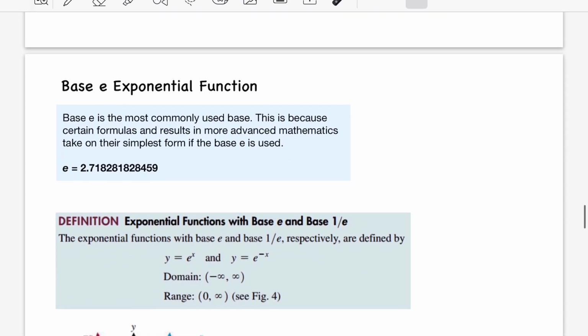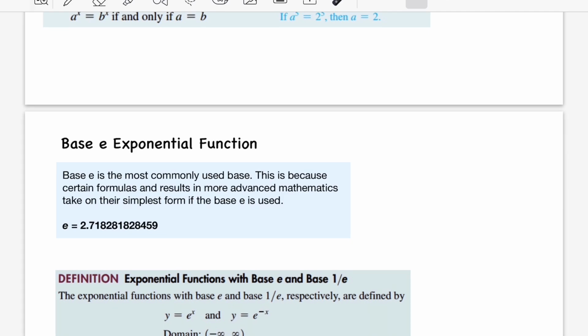All right, so let's talk about our base e exponential function. So this is our most commonly used base. It's because certain formulas and certain results that we'll see in advanced mathematics classes take on their simplest form if the base e is used, and then e is equal to this number here.